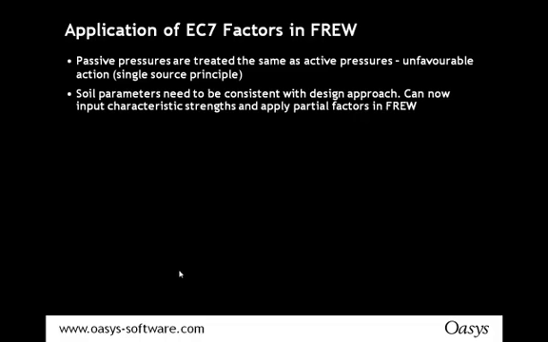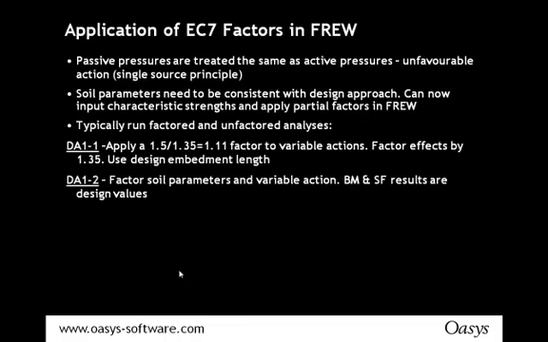So the soil parameters need to be considered with the design approach, and as I've mentioned, you can now input characteristic strengths and apply partial factors into through. So you can apply your EC7 factors according to the 2004 guidance. Typically you would start by running a factored and unfactored analysis. So you've got design approach 1, combination 1, and design approach 1, combination 2. This is for the ULS analysis.